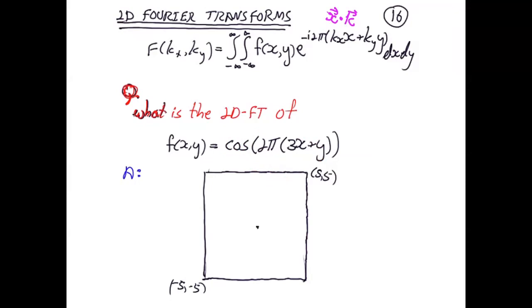Well, what is the frequency? The frequency is 3 in the x direction and 1 in the y direction, right? So if this is 5 at the edge, then 3 is over here in x, and here is going to be 1 in y. So I'm going to have an impulse over here, and then, of course, an impulse on the other side. So 3 and 1, that's going to be an impulse here. That would be the Fourier transform: two impulses, where this is 1, and this is 3. This is 3, and this is 1. Okay?